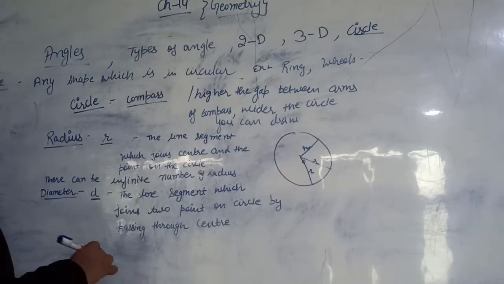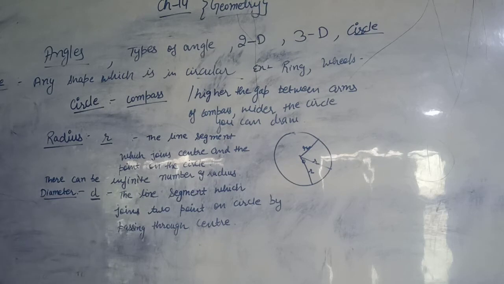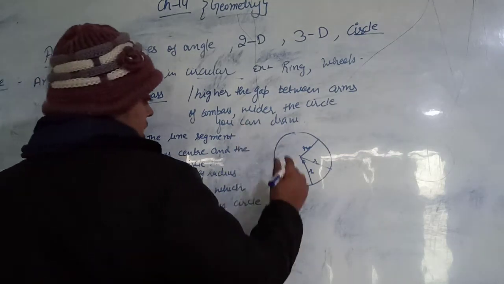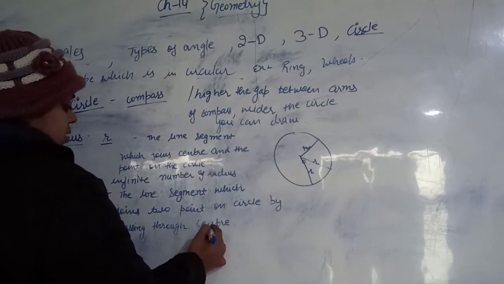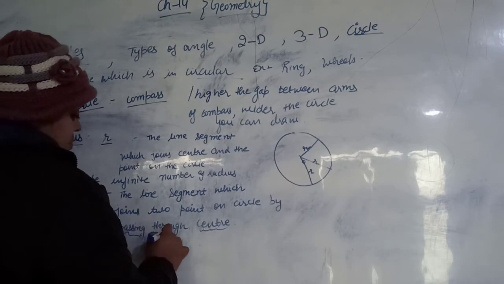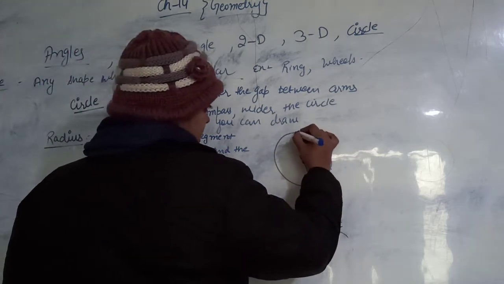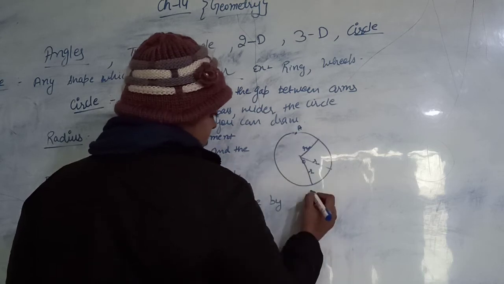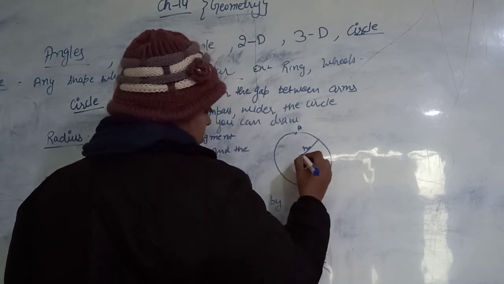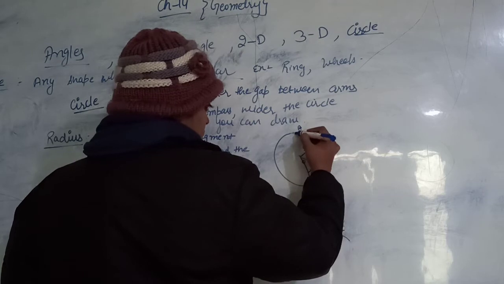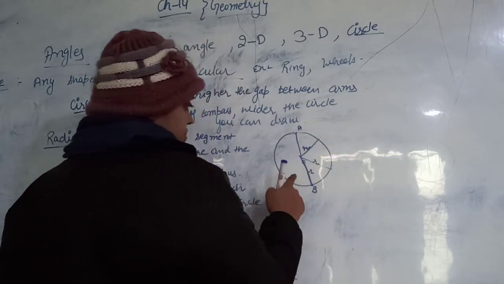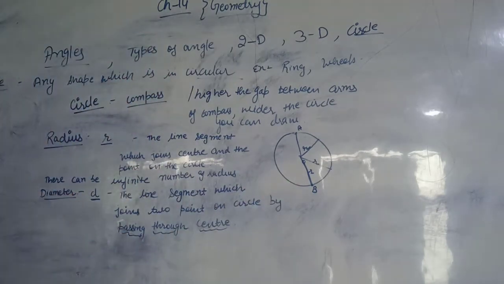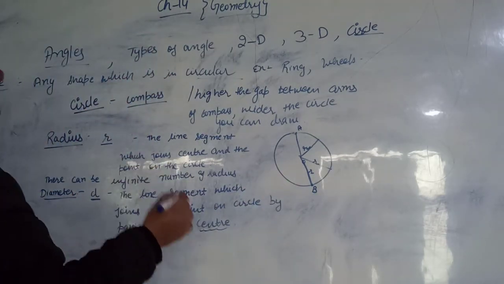Right? What is diameter? The line segment which joins two points on the circle, and the main point is that it passes through the center. Like here a point A and here is the point B and this O is the center. So when I join these two points with the line passing through the center, that is AB.